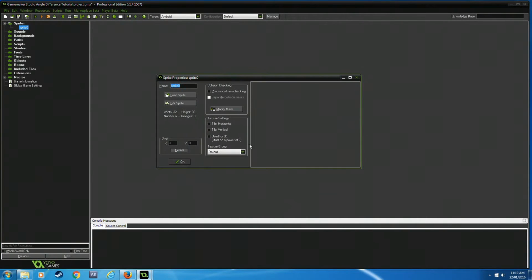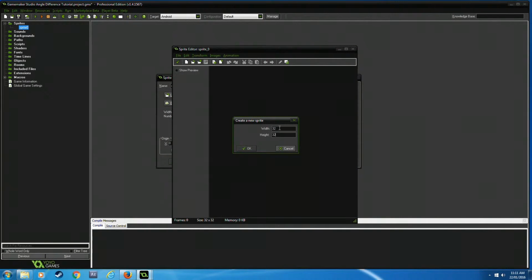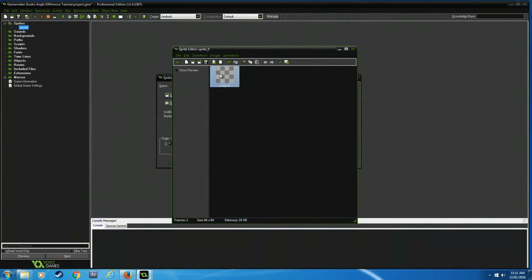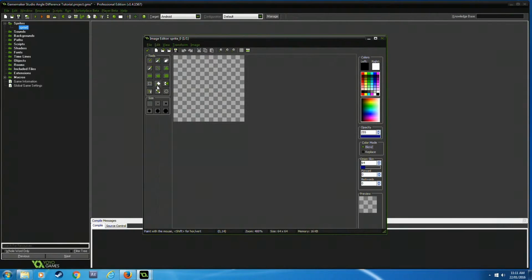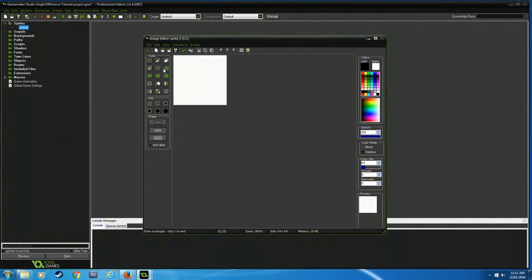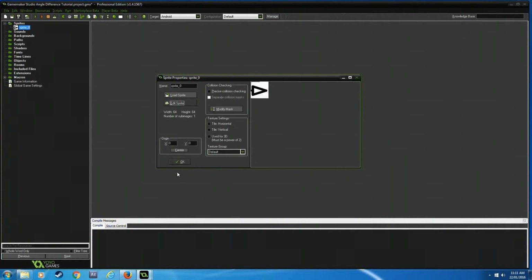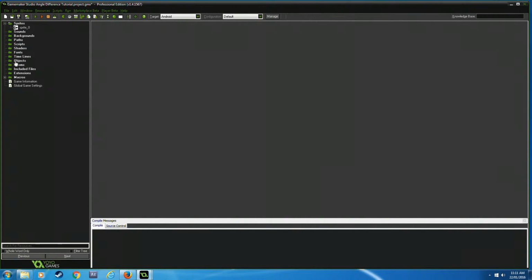Okay, so the first part we start with is we create an object. I'm just going to call it sprite 0 because this is just a test. Edit, new, I'm going to make it 64 by 64, not 65. I'm going to double click. Make it white, and I'm also going to put an arrow in there, too big, so we can see the direction it's facing. So that's the default direction GameMaker uses. I'm also going to center the object.